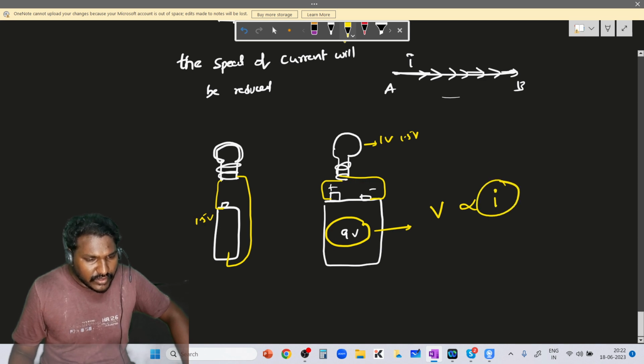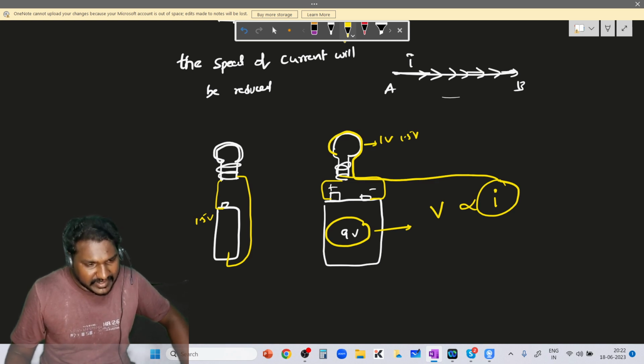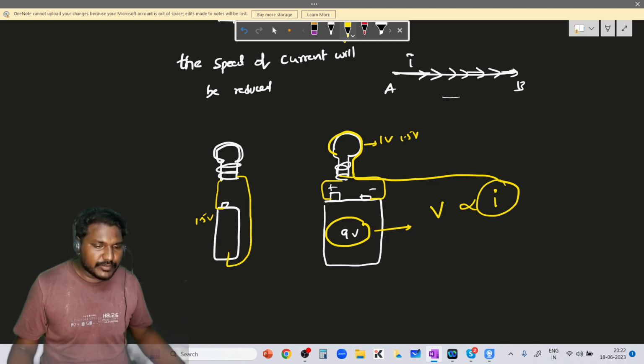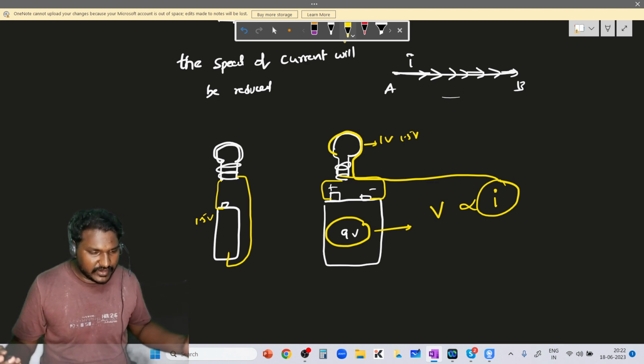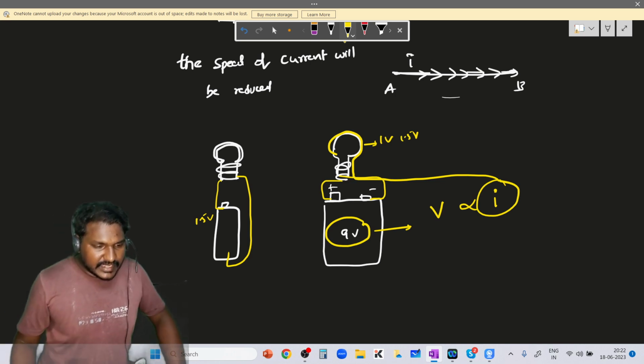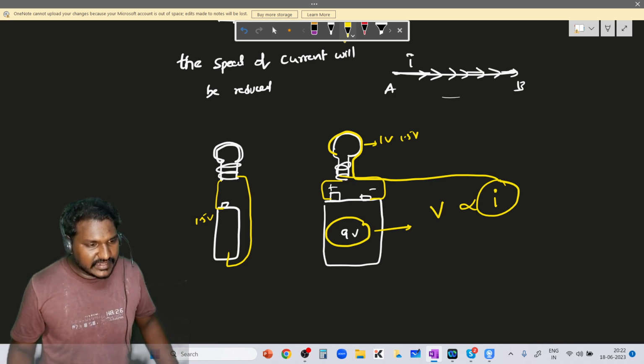If there is more current, more current will pass through the bulb, and the bulb will glow and get damaged suddenly. The bulb will burn out, it will catch fire and get damaged all of a sudden. So in that case we have to use resistance.